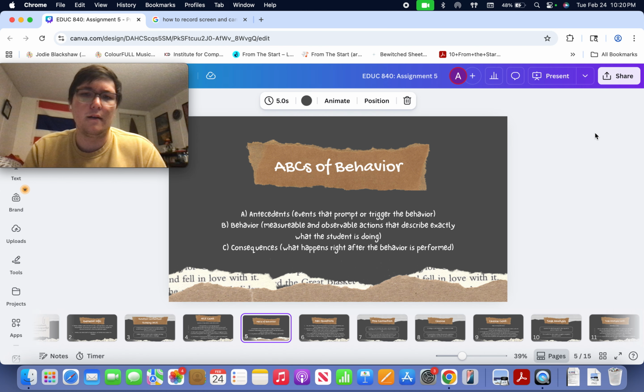Following that, there are the ABCs of behavior. A stands for antecedents, which are events that prompt or trigger the behavior. B stands for behavior, which are measurable and observable actions that describe exactly what the student is doing. And C stands for consequences, which are what happens right after the behavior is performed.